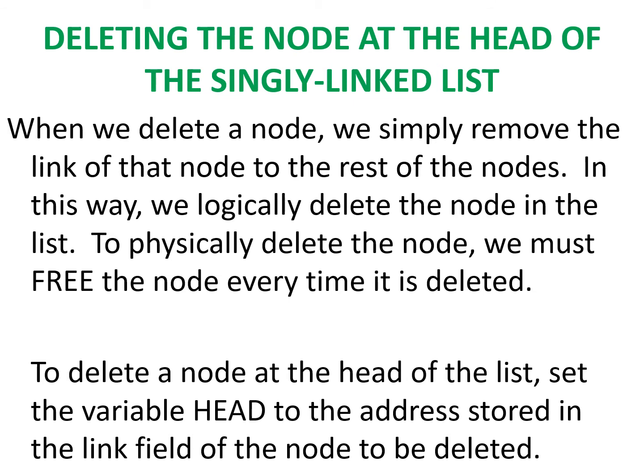So, moving on to our last operation, that is deleting a node at a certain position. Let us say we're going to delete a node at the head of the single linked list. Actually, we have two ways of deleting or removing a node from the single linked list. We could remove it temporarily or we could remove it permanently. To remove the element temporarily, all we have to do is simply remove the link of that node to the rest of the nodes.